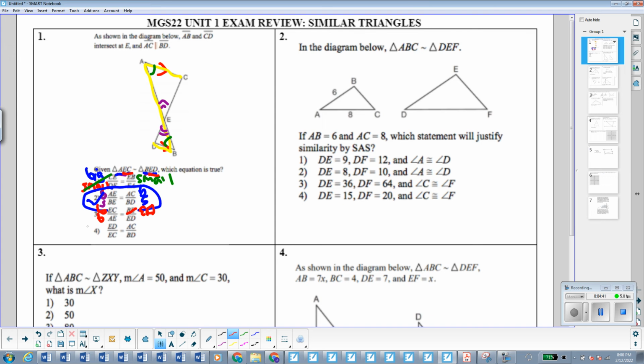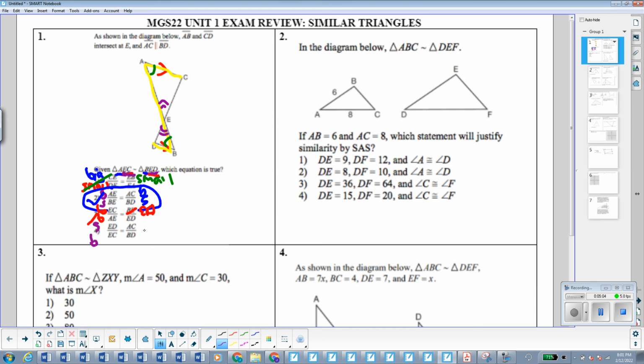So that choice is incorrect. It's not correctly set up. And finally, for choice number 4, we have side from small triangle over, so that was ED. So that's second and third letters. So we have it over corresponding side from big triangle. So I'm going to write that here, small over big.